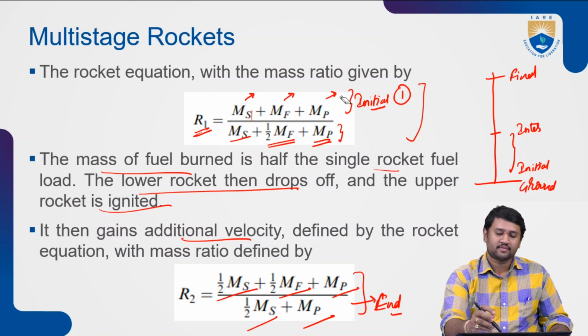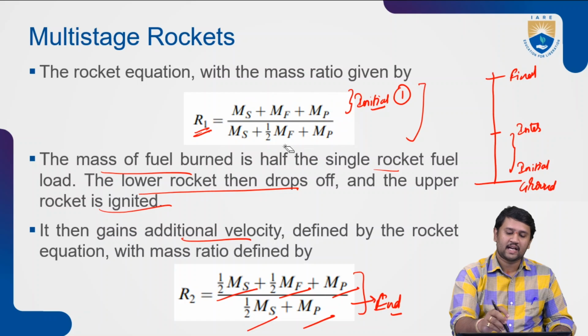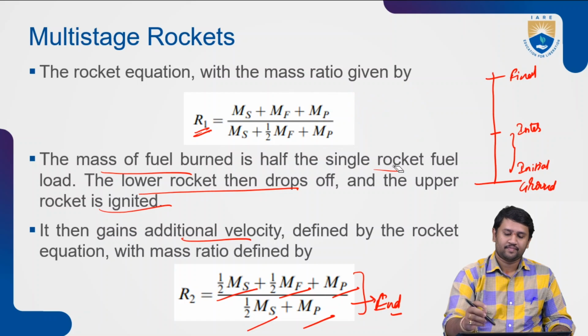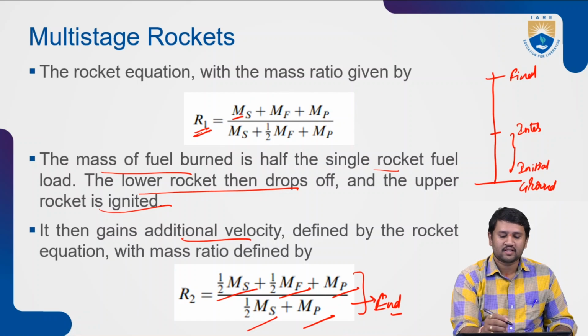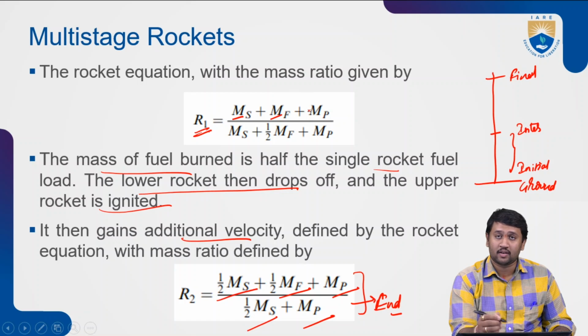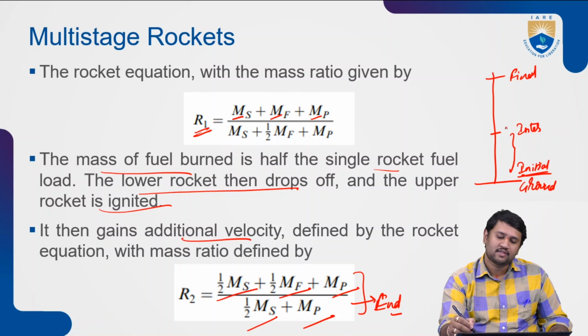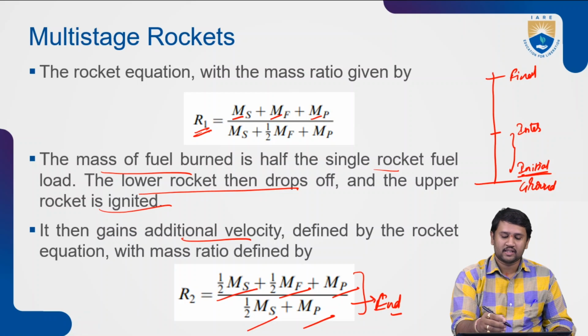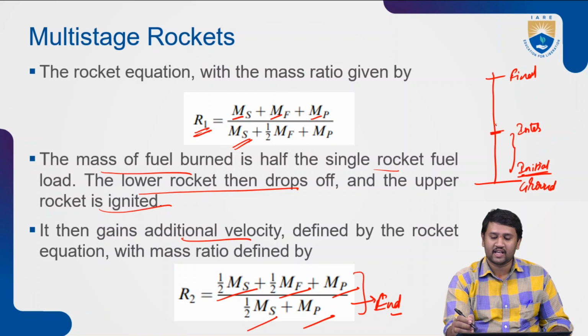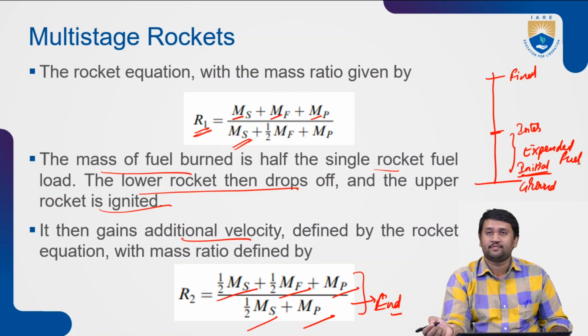Under initial, what happens? You will have the complete mass of the structure, mass of the fuel, as well as the mass of the payload. Now, as soon as you exhaust your first stage, what happens? The mass of structure at this point will be the same, whereas the fuel gets halved because you have expended fuel, right? And the payload also remains the same.